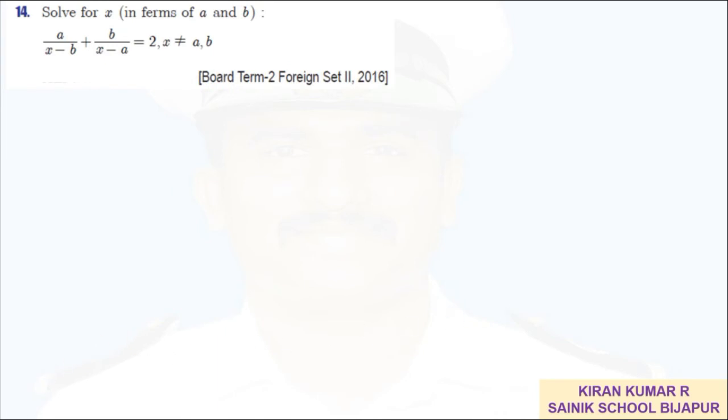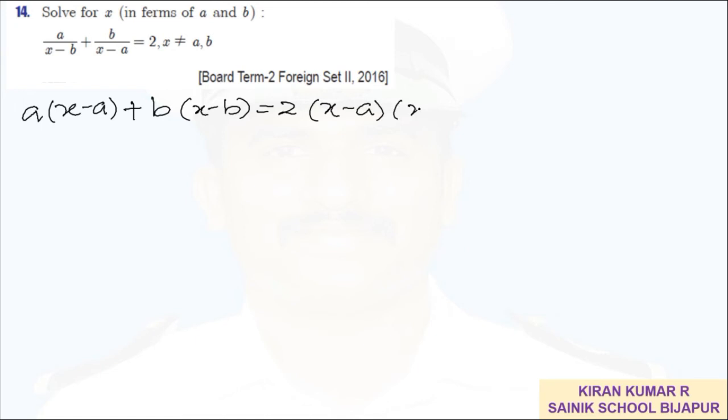Question number 14, solve for x. a by x minus b plus b by x minus a equal to 2, where x is not equal to a or b. What do we do in such type of question? We shall eliminate this denominator. So the best thing is take LCM, then cross multiply. We can multiply a with x minus a plus b with x minus b. Then upon cross multiplication, it is 2 times x minus a into x minus b.